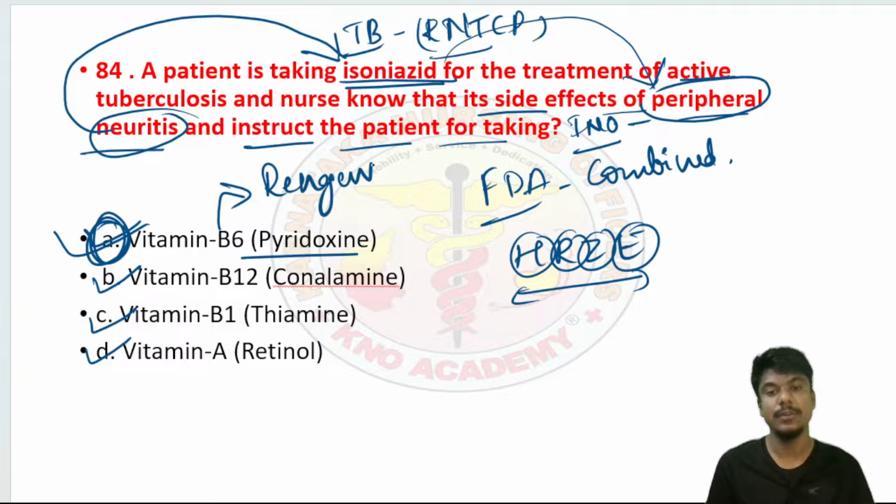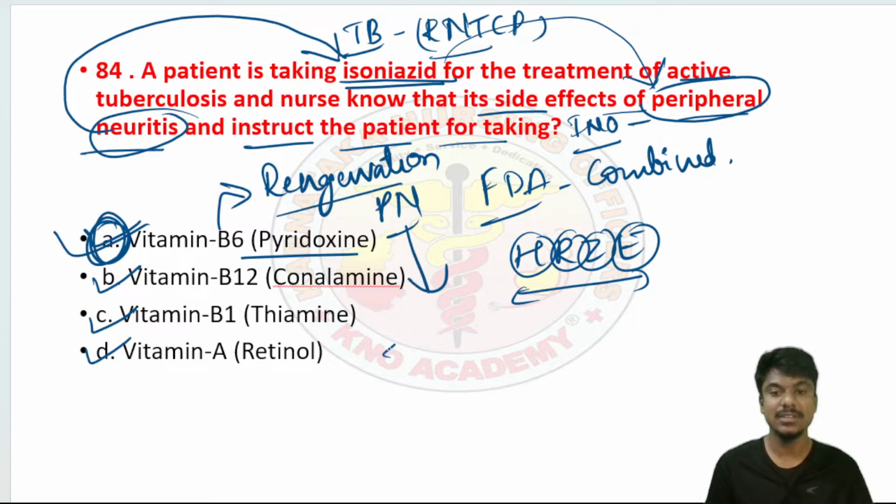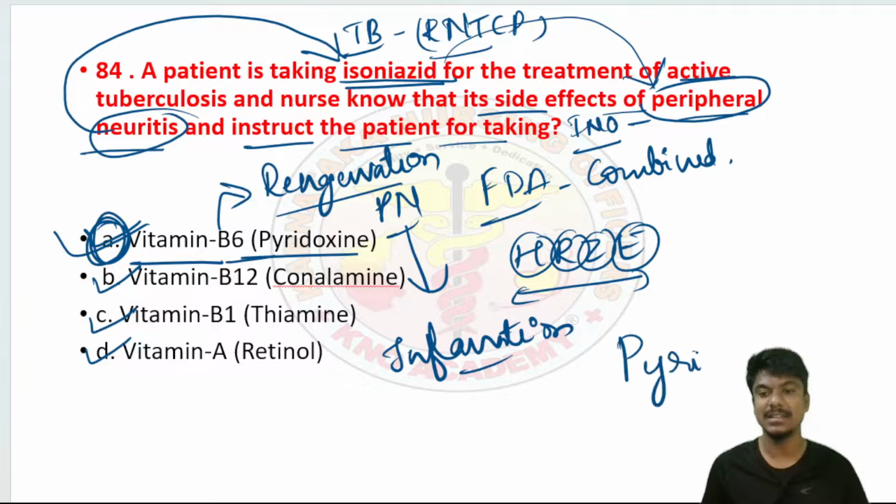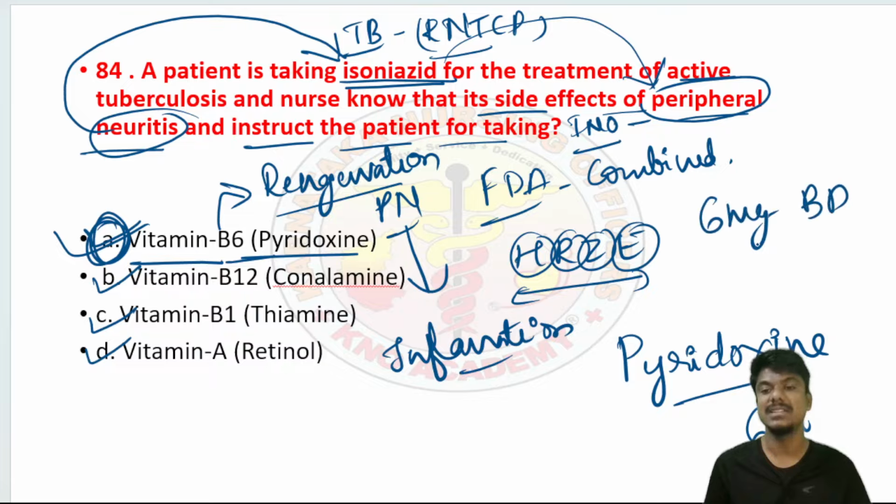regeneration of peripheral nerves, and it reduces the inflammation of the nerves. That's why we choose pyridoxine to prevent the side effect of isoniazid, that is optic neuritis or peripheral neuritis. Both you can prevent by giving a pyridoxine tablet. Remember the dose also. This time they asked about pyridoxine; next time they may ask the dose of pyridoxine. How much will we give? 6 mg pyridoxine BD we can give if the patient is on isoniazid.